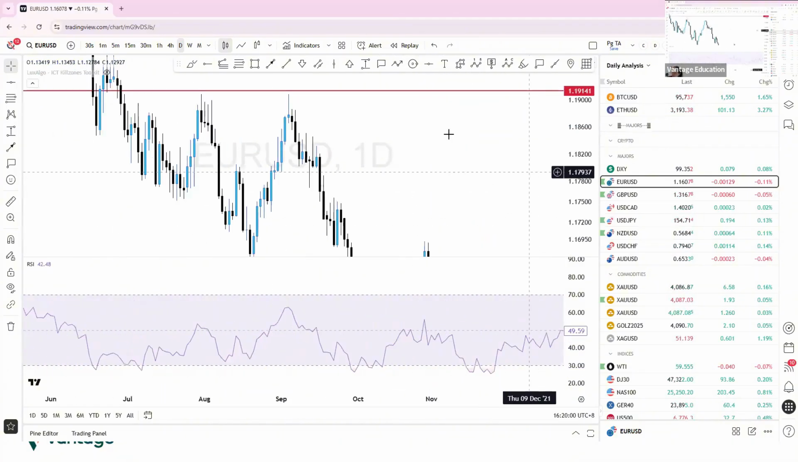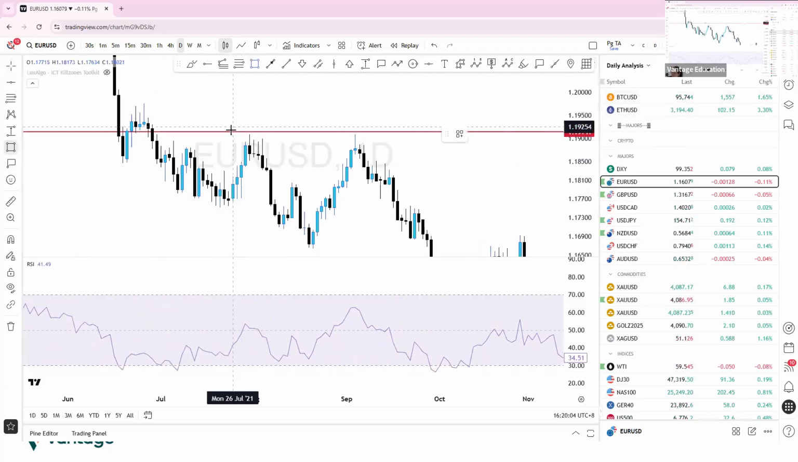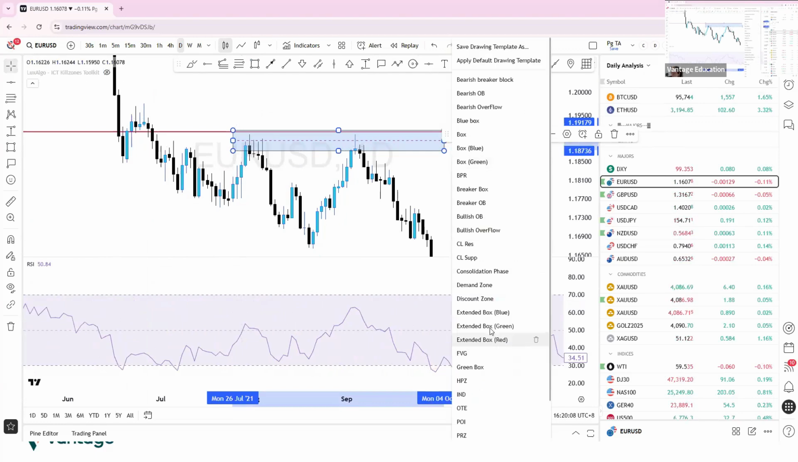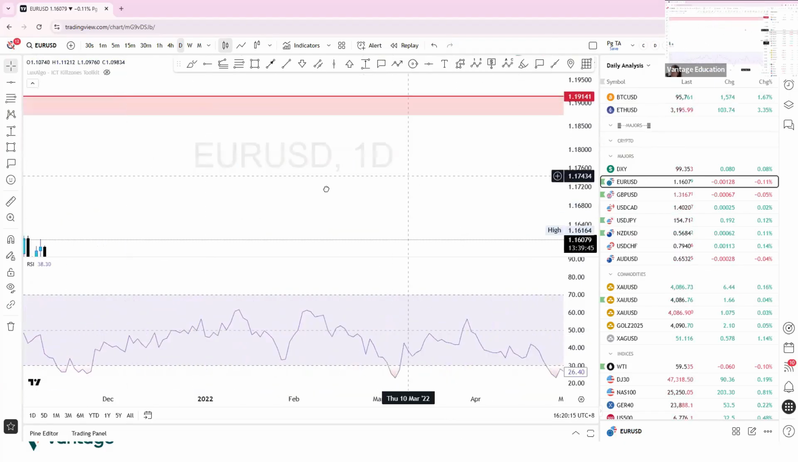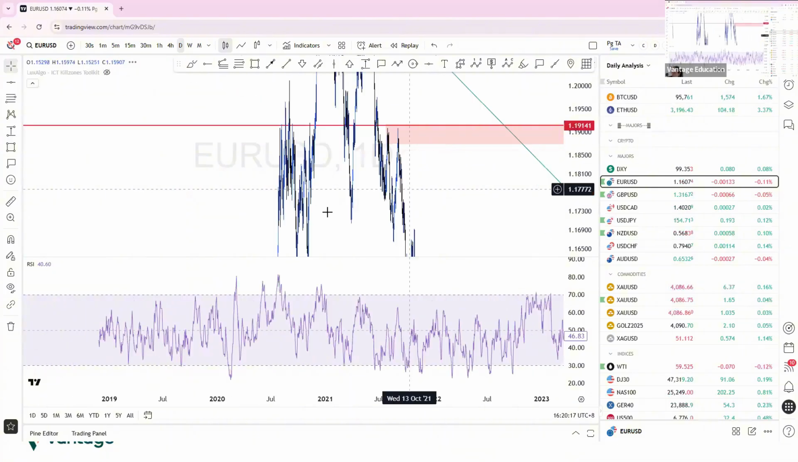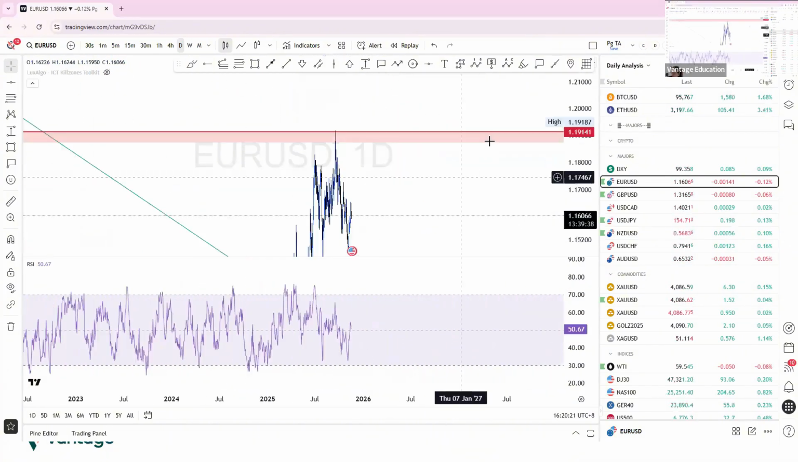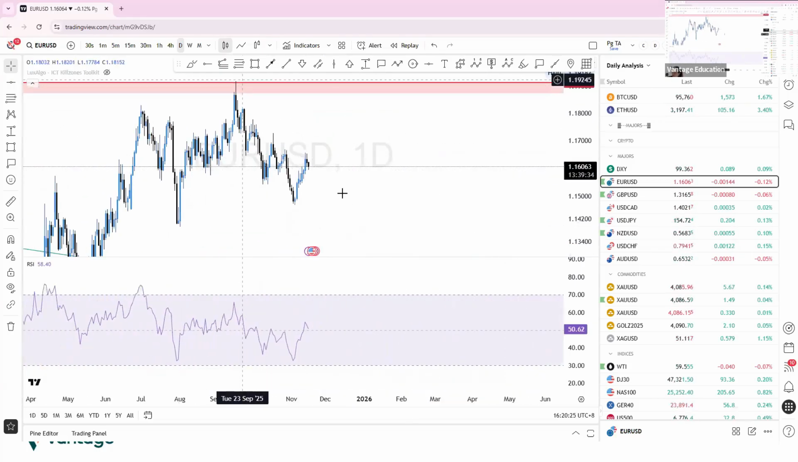Okay. There's a supply zone, or we could say that it is an OB. The bearish OB here. Okay. This is the price action here. That's the resistance. Right now, price is falling.